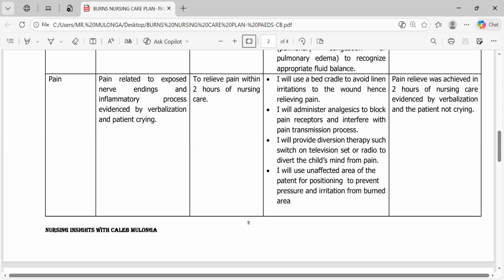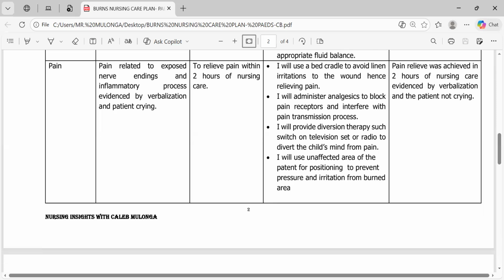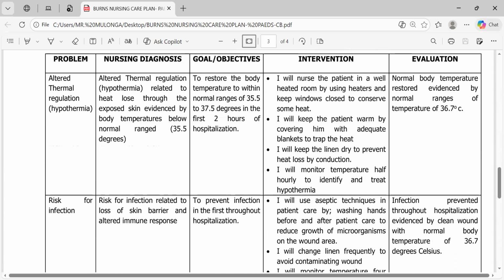Evaluation. Patient was... Pain was relieved in 2 hours of nurse care, evidenced by verbalization and the baby minimizing on crying or not crying. So just like that, we have managed to come up with 3 problems.